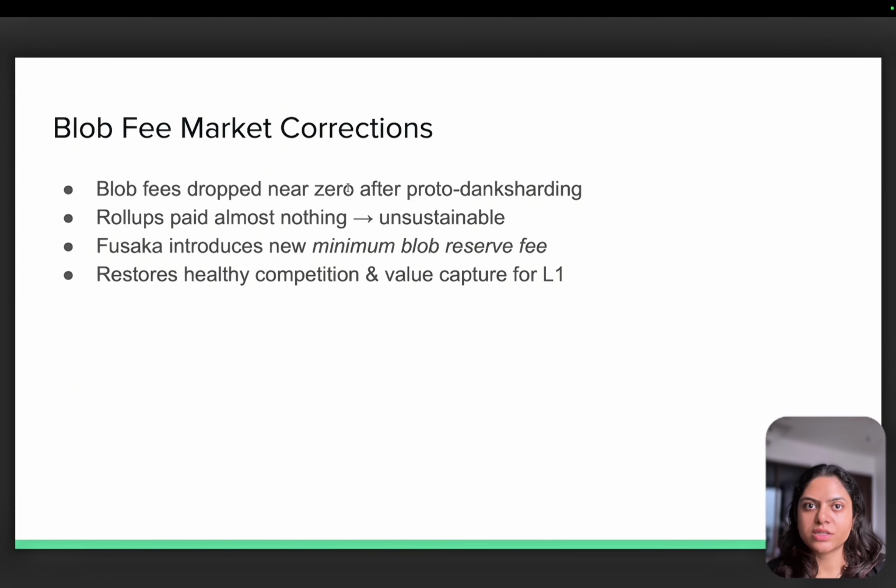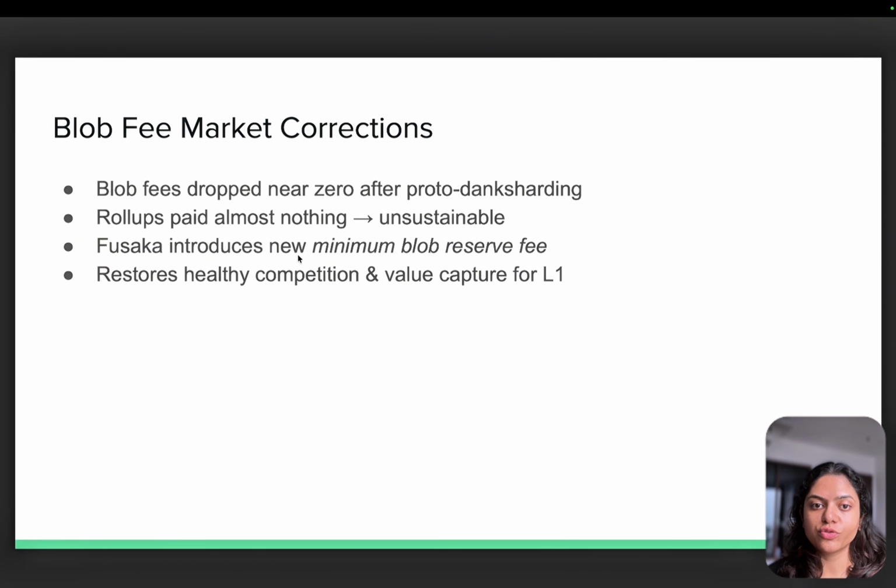Blob fee market correction. After PeerDAS sharding, blob fees drop close to zero. That sounds great for users, but terrible for Ethereum sustainability. Rollups paid almost nothing, which is unsustainable. L1 wasn't capturing the value then.